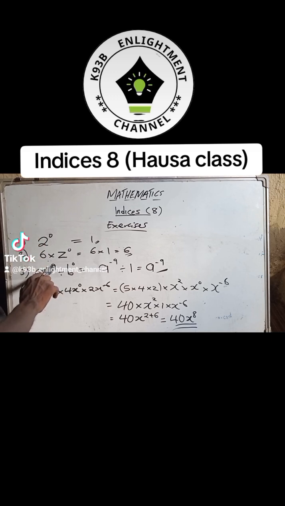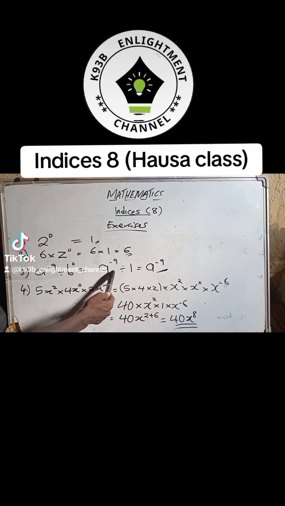Muna da a raised to power minus 9 divided by b raised to power 0. To abin da za ka yi nan, b raised to power 0 is equal to 1. Saboda haka muna da a raised to power minus 9, na rubuta shi divide by b namu ya zama 1. Saboda haka anything divide by 1 kuma ba zai canza abun din ba. So muna da a raised to power minus 9.